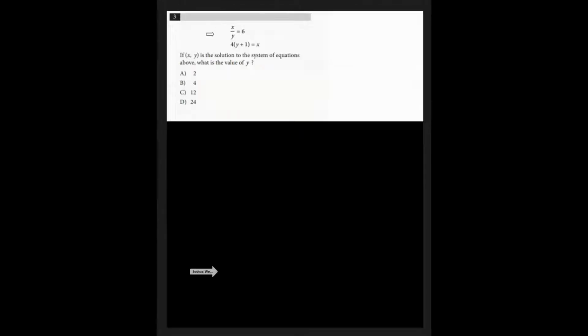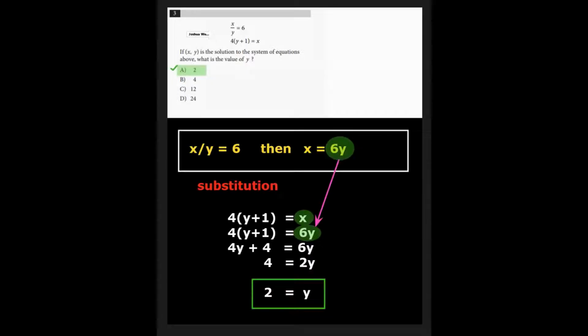For question 3, we're given a system of 2 equations, x over y equals 6, and 4 times y plus 1 equals x. If (x, y) is the solution to the system of equations above, what is the value of y? Well, we can use substitution here because the first equation is a direct variation. By multiplying both sides by y, we get that x equals 6 times y.